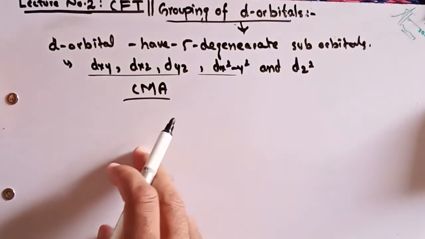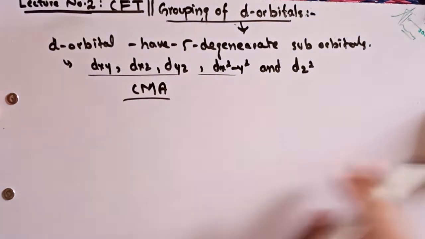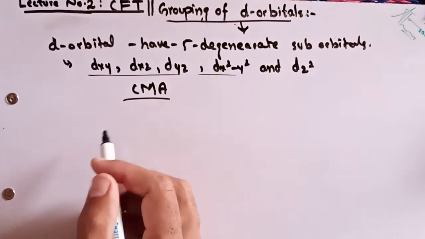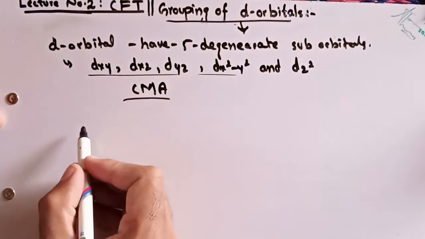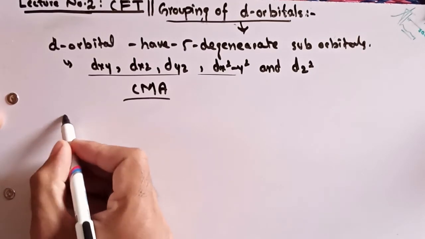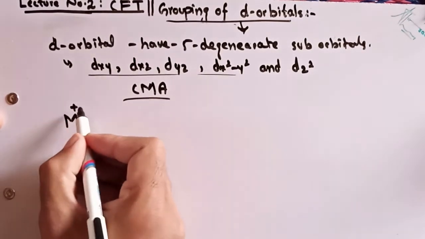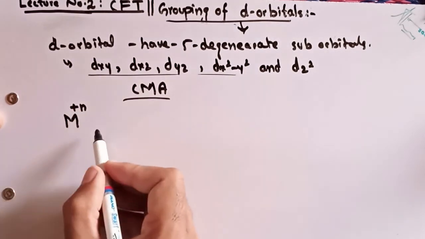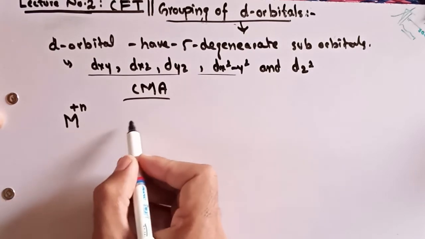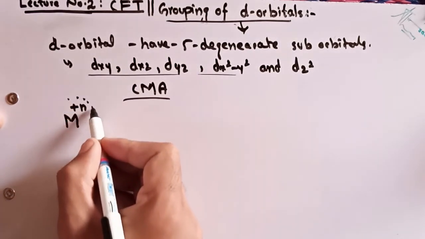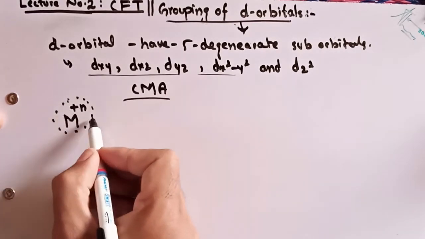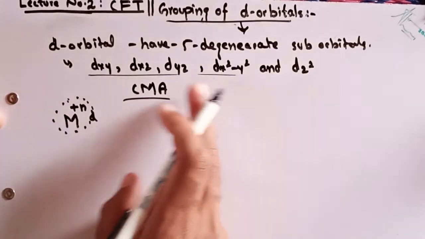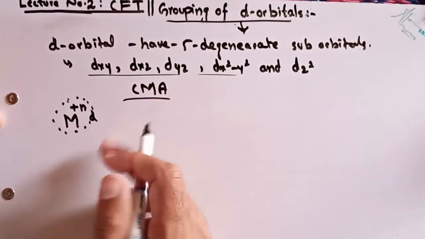So in crystal field theory, these degenerate orbitals have the same energy and same symmetry. Let's suppose the central metal is a cation, M^(n+), where n is the oxidation state of the central metal atom. When ligands approach, the outermost shell has a d subshell, which has 5 degenerate orbitals with the same energy and same symmetry.